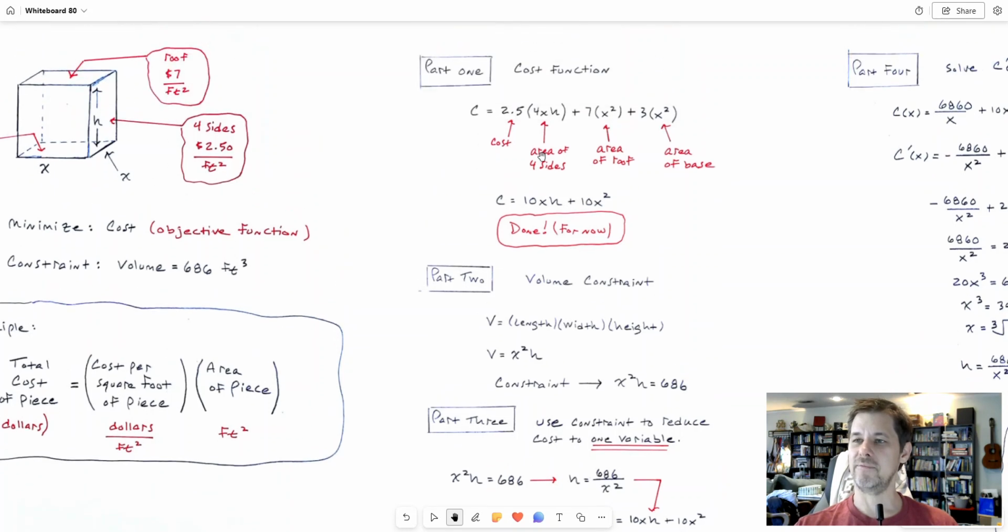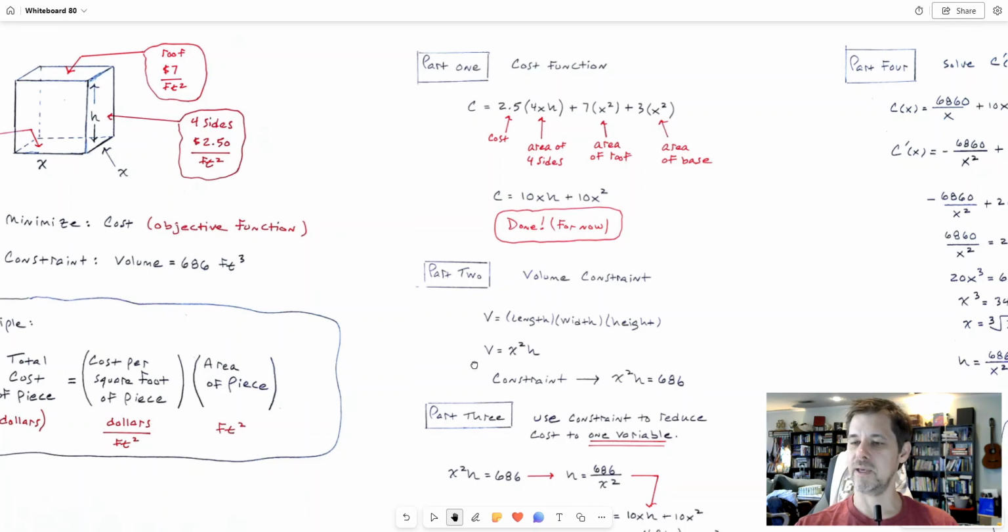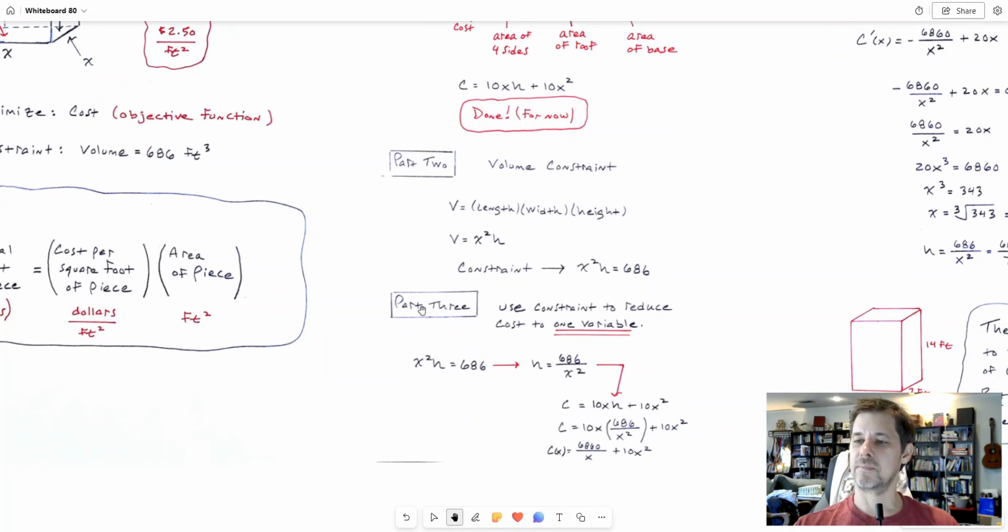So now I've got formulas basically for the cost, which I want to minimize, and the volume, which is my constraint. Okay, now part 3 would be this. That may be the cost function, but notice it's a function of 2 variables, x and h. In Calculus 1, we deal with functions of 1 variable. There is multivariable calculus, maybe you'll learn later, but for now, anything that we deal with has to have just 1 variable.